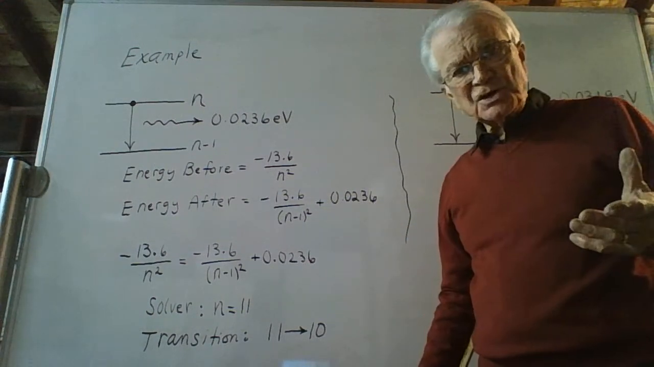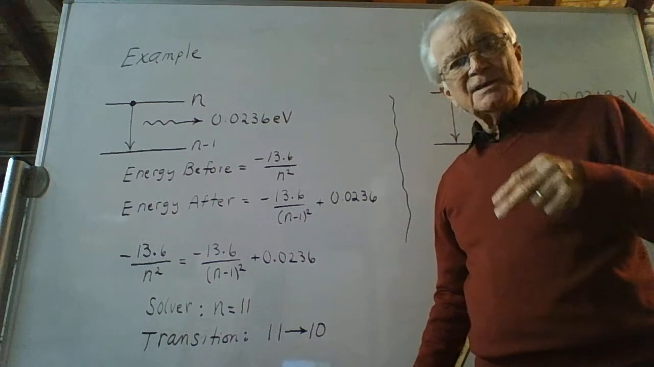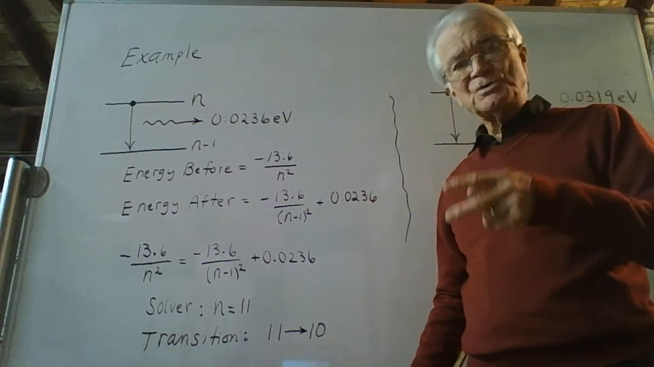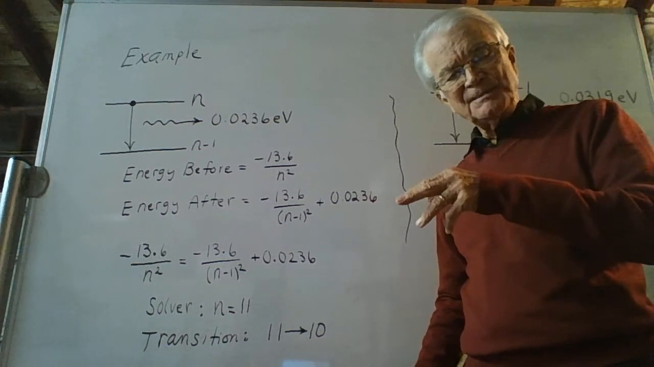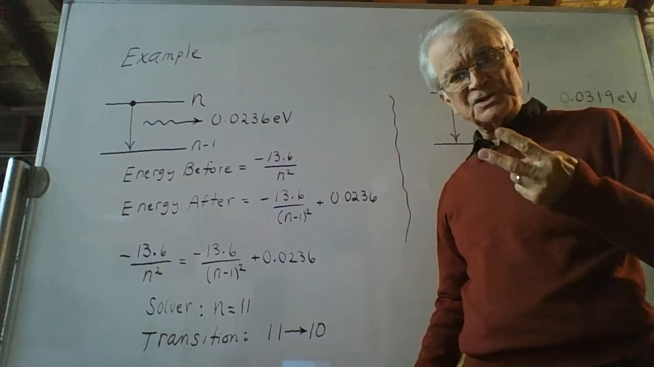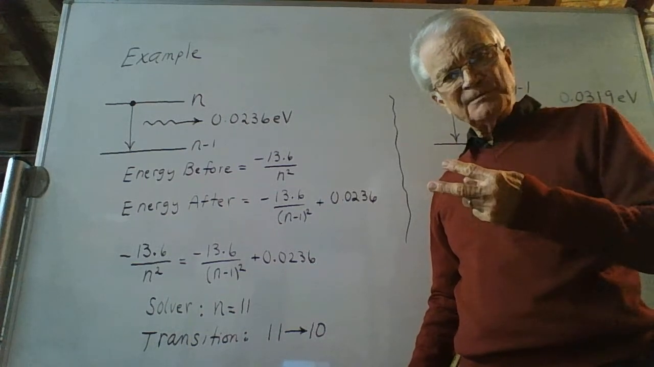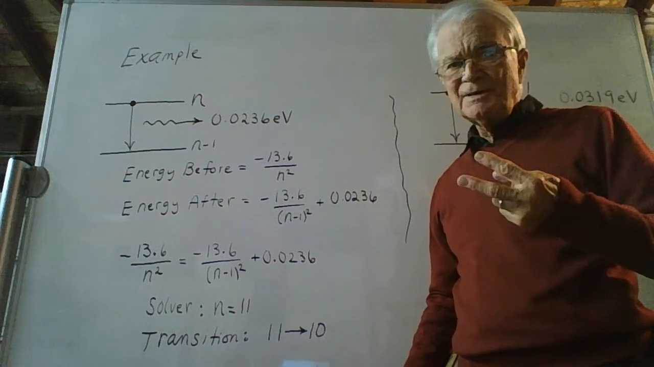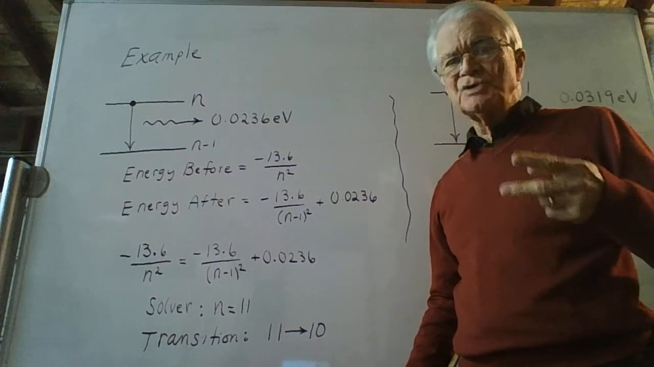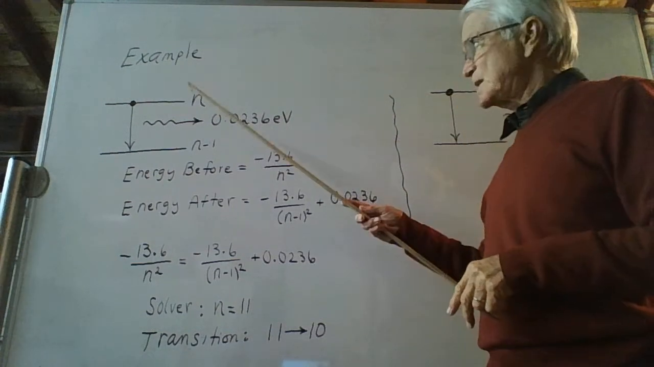The energy before in our system is negative 13.6 over the quantum index squared. After the transition occurs, there are two things now in that system: the electron, now in a lower energy state, and the photon that was emitted as that transition occurred. Add them both, and that will be the total energy. But that total energy after equals the total energy you had earlier, which was just the energy of that electron in the original state n.